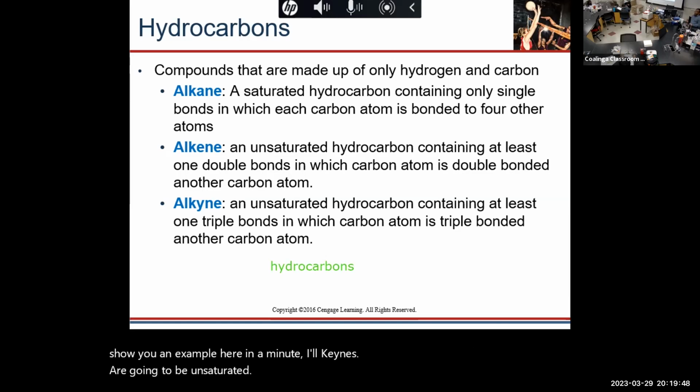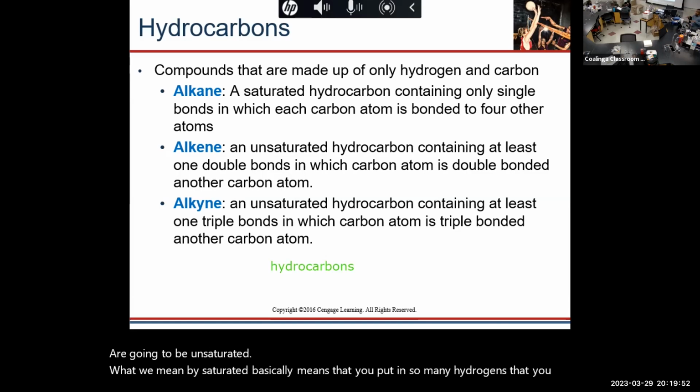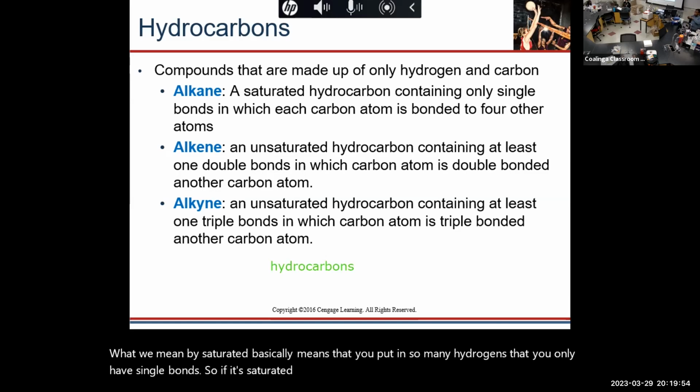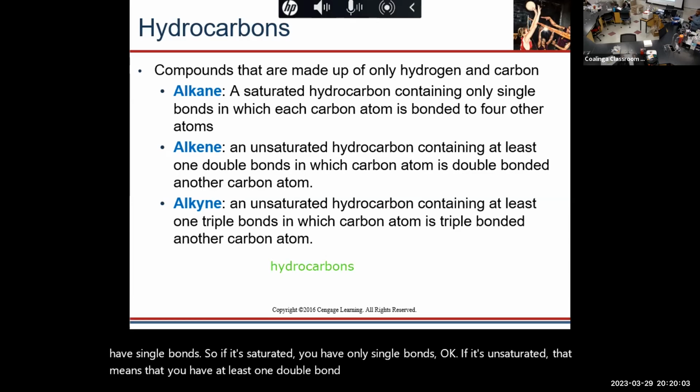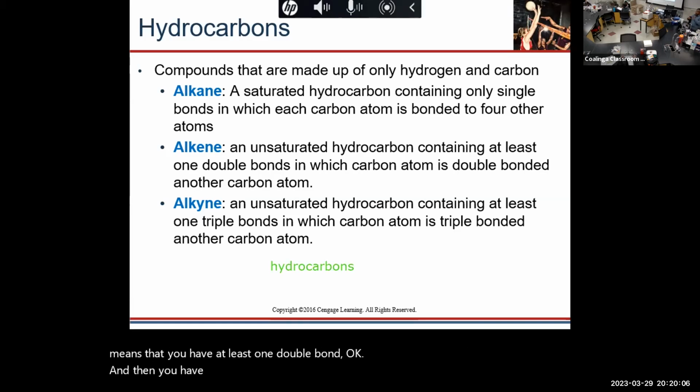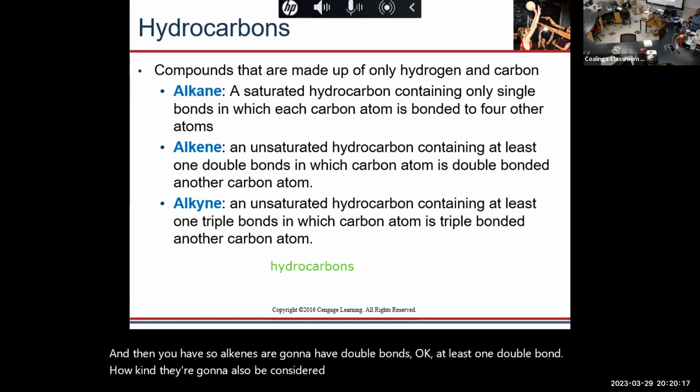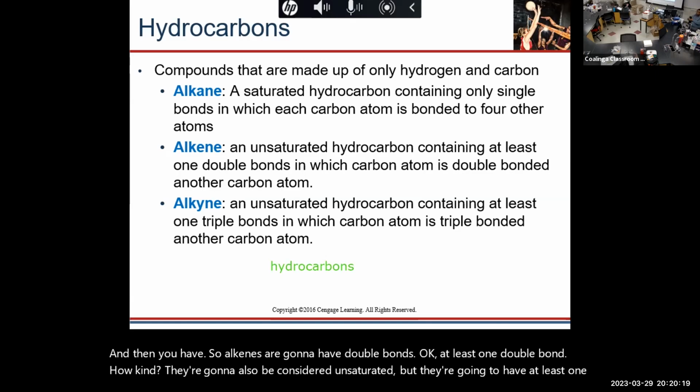What we mean by saturated is that you put in so many hydrogens that you only have single bonds. If it's saturated, you have only single bonds. If it's unsaturated, that means you have at least one double bond. So alkenes are going to have at least one double bond. Alkynes are also considered unsaturated, but they have at least one triple bond.